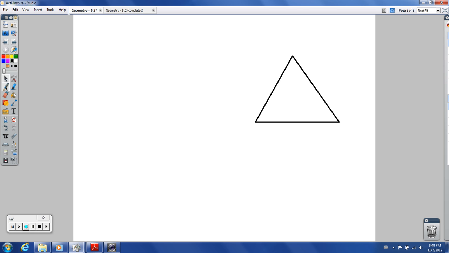Step one. We do not need any extra space here really, so I'm going to put this up close. Step one is to draw any triangle. This will work with any triangle, but try to make yours look like mine as best you can. So draw any triangle, and we'll call it triangle ABC. This is point A, this one's going to be B, this one's going to be C.